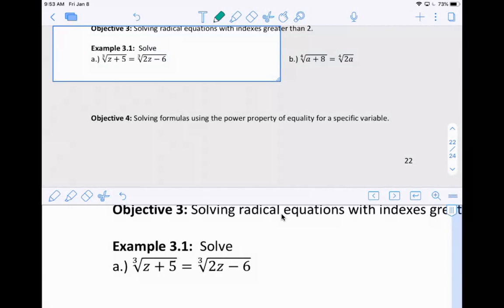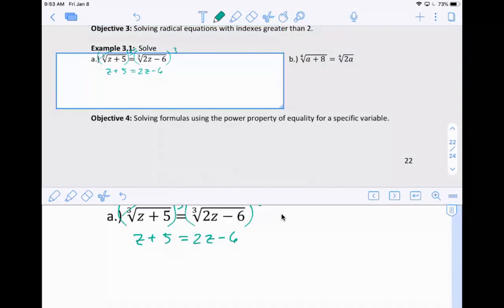So let's look here. If I've got the cubed root on both sides, I can do a cube to both sides, and the cube roots will cancel. I get z plus 5. It'll also cancel on both sides. Convenient. And then we go ahead and solve. 5 equals z minus 6. It looks like z is equal to 11.